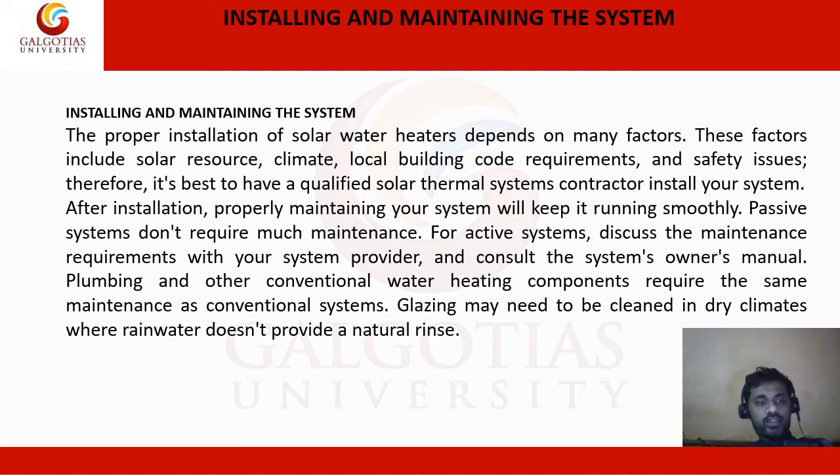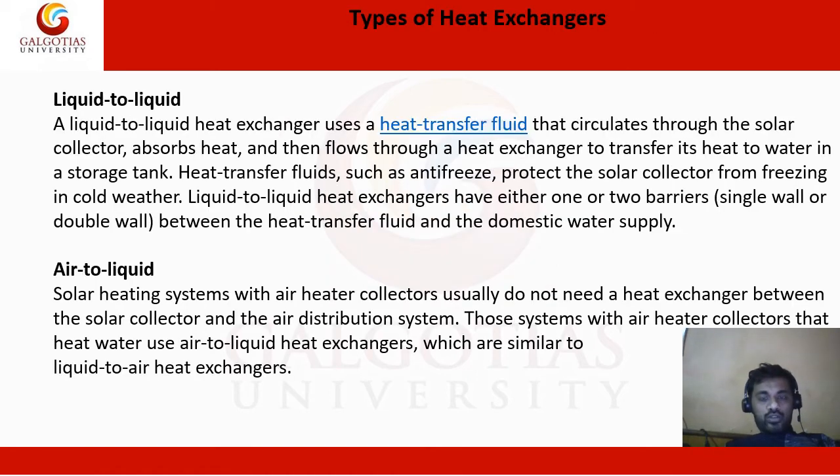Regular maintenance on simple systems can be as infrequent as every 3 to 5 years. Systems with electrical components will usually require a replacement of parts after 10 years. So these are some of the installation and maintenance ideas for the solar water heater. The last objective of today's lecture is types of heat exchangers.